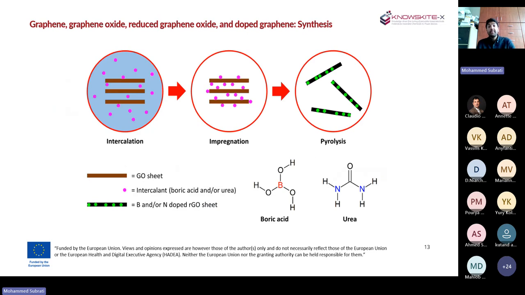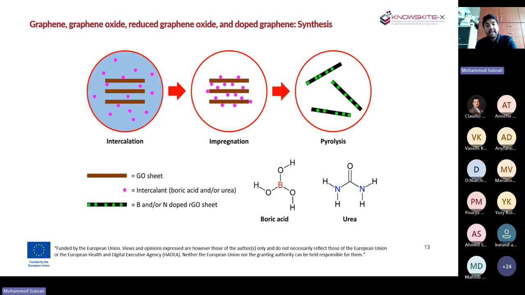So this is it for the doping. Now for the doping of graphene oxide. Basically, you intercalate it with boric acid or urea, the boron, to produce, as I said, P-type (positive type) or N-type (negative type) graphene-based semiconductors.